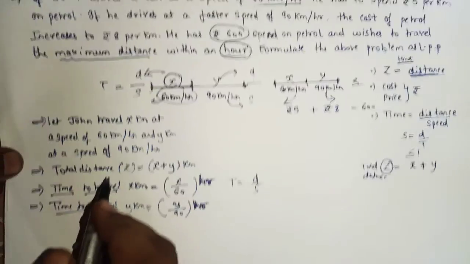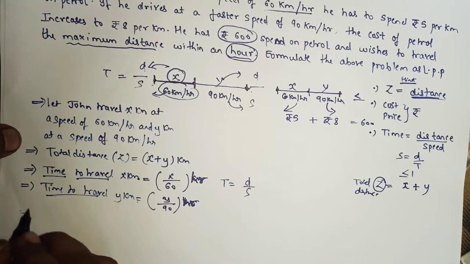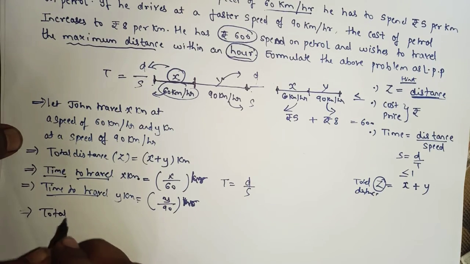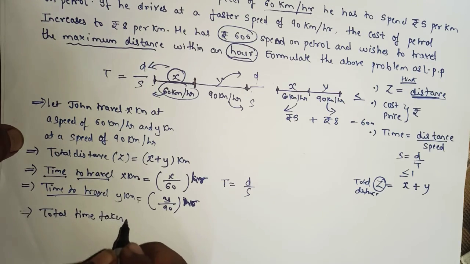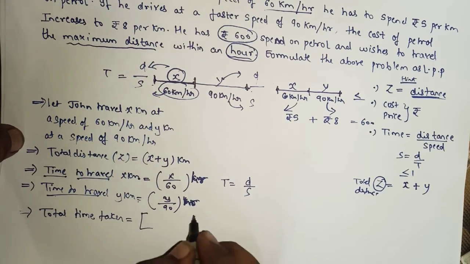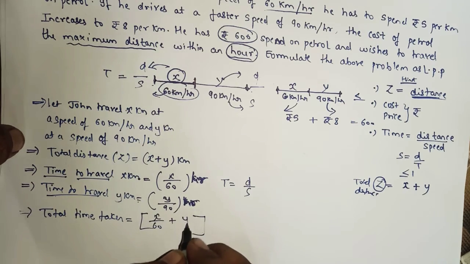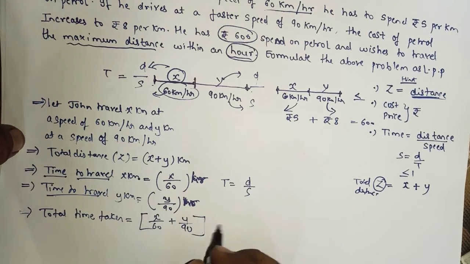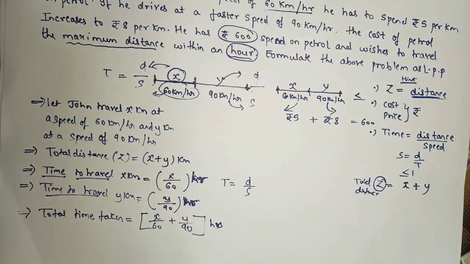So therefore the total time taken will be what? We will add these two parts, x upon 60 plus y upon 90 hours. Yes or no?